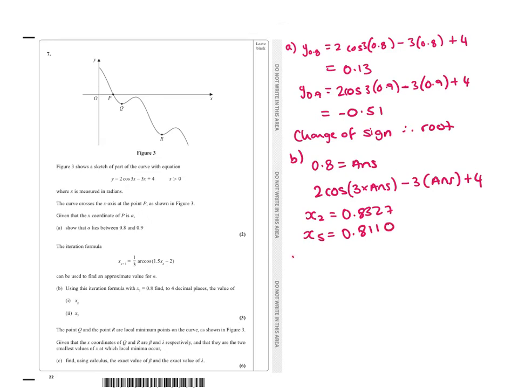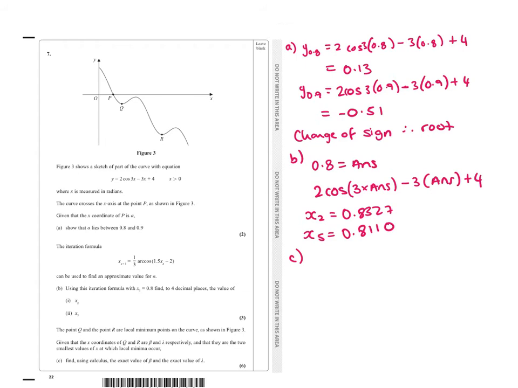Okay, then part C. The point Q and the point R are local minimum points on the curve, as shown in figure 3. Given that the x-coordinates of Q and R are beta and lambda, respectively, and that they are the 2 smallest values of x at which local minima occur, find using calculus the exact value of beta and the exact value of lambda. Okay, so we know local minimum points only happen when the gradient is 0. Minimum or maximum points only happen when the gradient is 0.